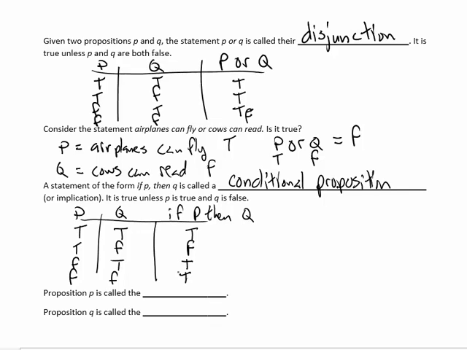Now, you might have encountered P's and Q's as something else. Typically in a science class, they call these hypothesis and conclusion. So the P statement we call a hypothesis, and the Q statement we call a conclusion.